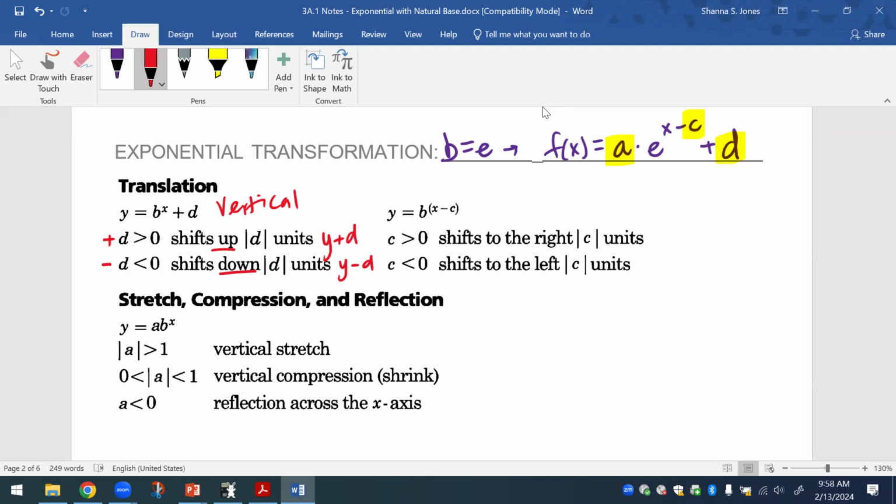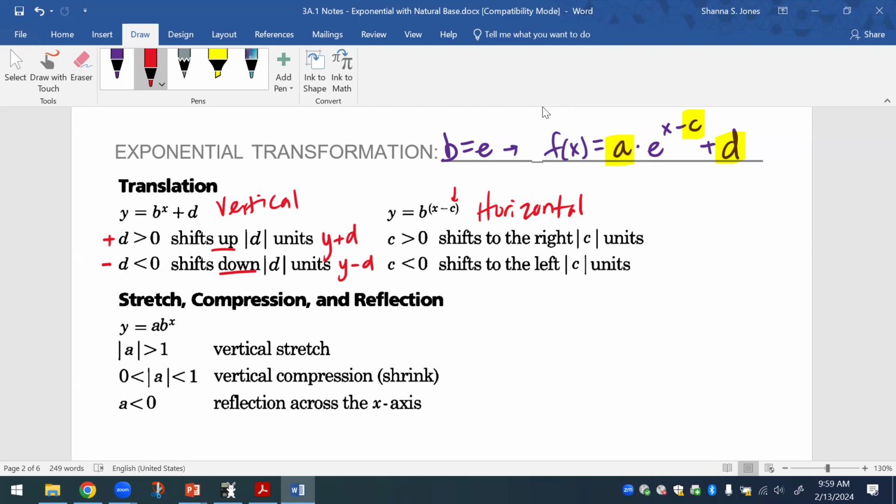Okay. Now we're going to look at C. Our C is going to be our horizontal shift, whether we're going left or right. If your C is positive, greater than 0, meaning the number has to be positive, does that make sense? Okay. If C is positive, it shifts to the right.